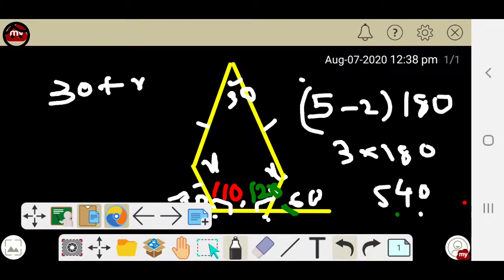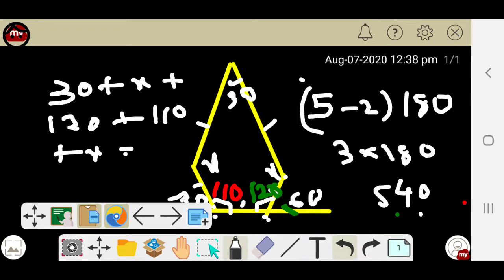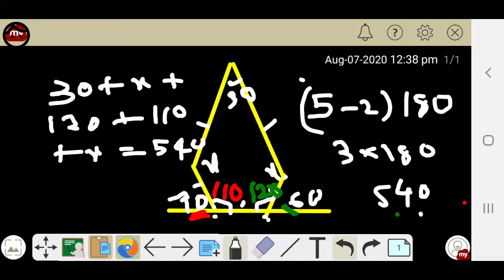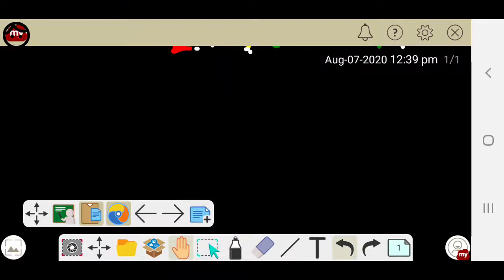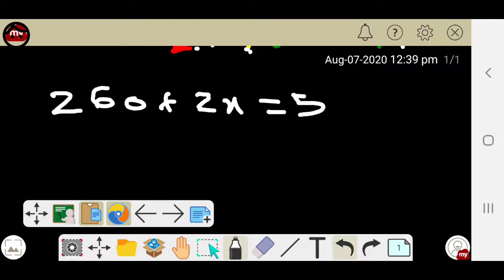30 plus x plus 120 plus 110 plus x equal to 540. First add all the numbers. 30 plus 110, 140. 140 plus 120, 260. Plus x plus x, 2x. So what can we write? 260 plus 2x equal to 540.